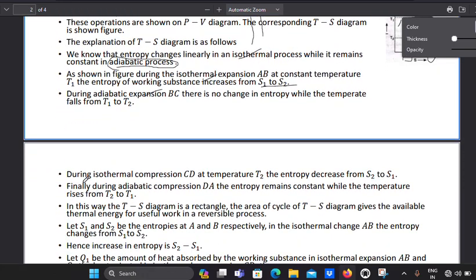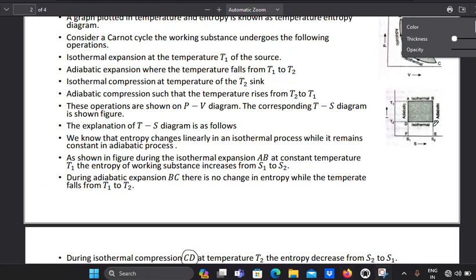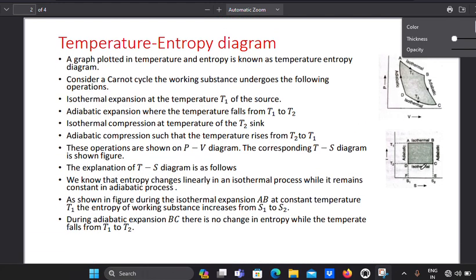Next, one more thing is that during the isothermal compression CD, where is the CD? It is from here to here, C to D. In C to D, what is happening? It is isothermal compression. So these two are the same things, and these two are related, and these two are also related like this. So this is isothermal compression, and this is also isothermal compression.